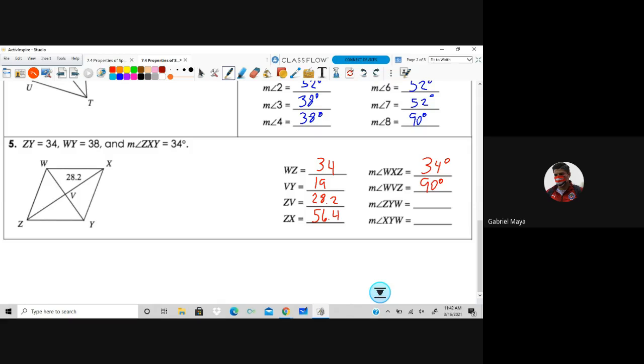You say 34? No, it's not 34. It is 56, because remember, if this is 34 and this is 34, together they make 68. Okay, so 68 plus x equals 180.